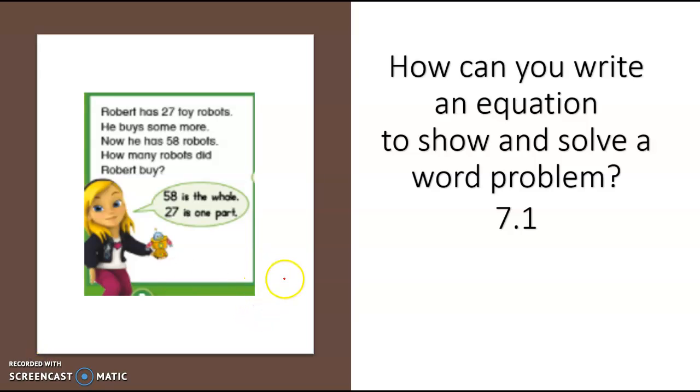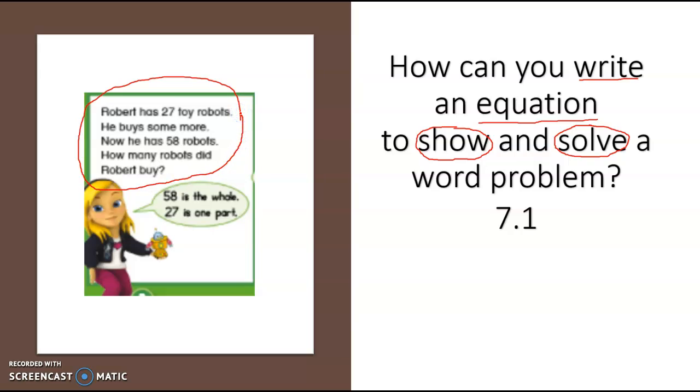Your lesson essential question is how can you write an equation to show and solve a word problem? So we'll be writing equations today to show word problems and to solve word problems. We'll be representing these problems in a few different ways. Remember, a word problem is kind of like a story that uses numbers, and you need to figure out an answer to an addition or subtraction problem that has to do with the story.